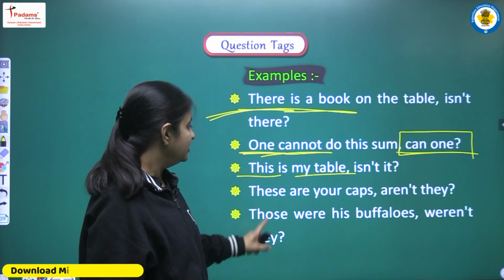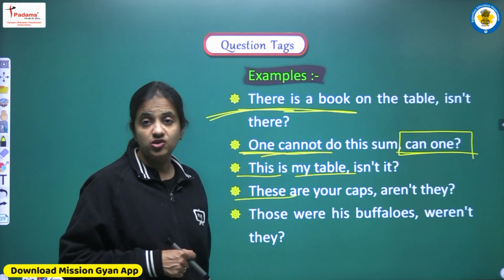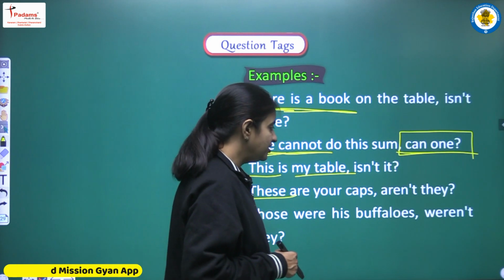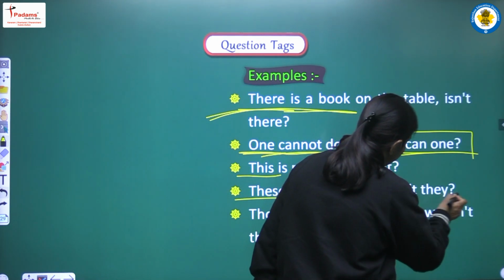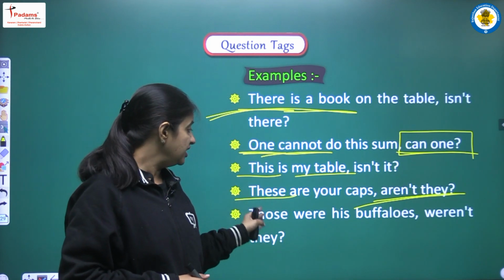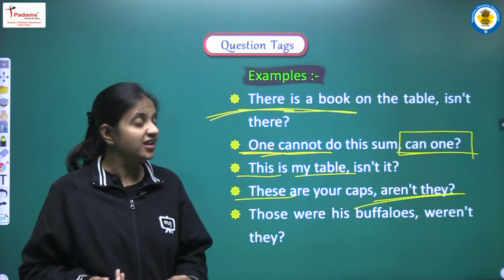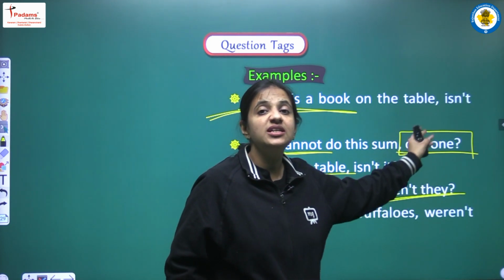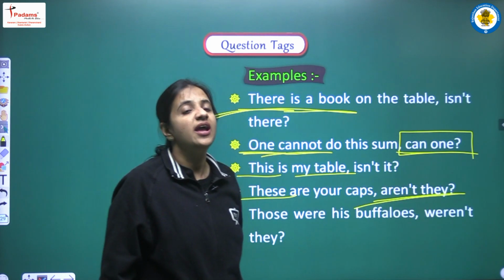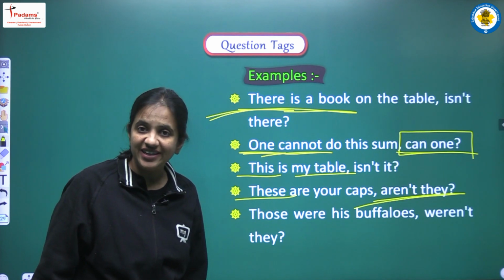Next example, these are your caps. So here we have "these," okay. So let's see how we can write a question tag. The question tag will be, aren't they? Why are we using "they"? Because these are your caps, so we are talking about plural things, right? So this is the reason we have to use "they" here as a pronoun. And the complete sentence will be: these are your caps, aren't they?